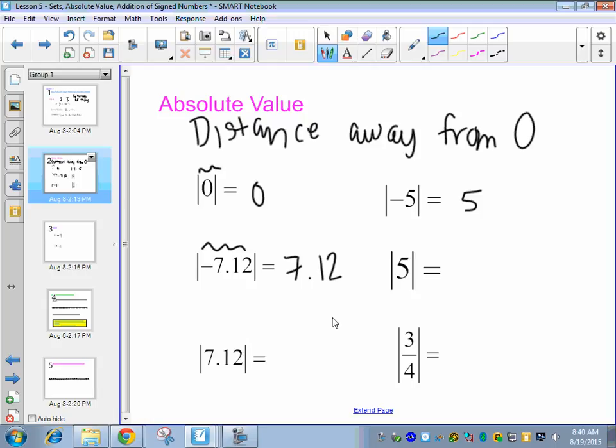So it's sort of easy if there's just one number inside of your little bracket. It's just going to be the positive version of that number. So the absolute value of 5 is just 5 again, right? So sometimes it is the same. Same with 7.12. A fraction doesn't make it really any different, right? The absolute value of 3/4 is 3/4. You guys are experts already.